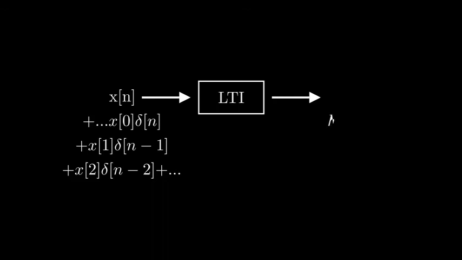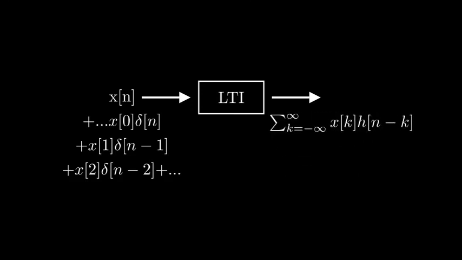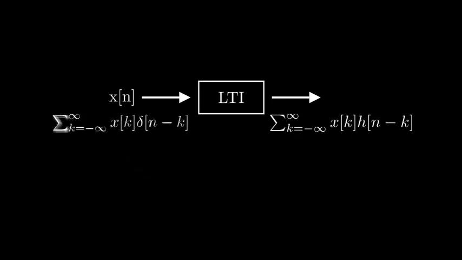Because we know that for del of n we have h of n as the impulse response, and x of 0 is just a scaling factor, we will have x of 0 h of n, because this LTI is a homogeneous system. Because it's additive and time invariant, x of 1 is a scaling factor, and for del of n minus 1 the response will be h of n minus 1, because this is a time invariant system. Because this is an LTI system, this can be represented as a scaled and shifted summation.